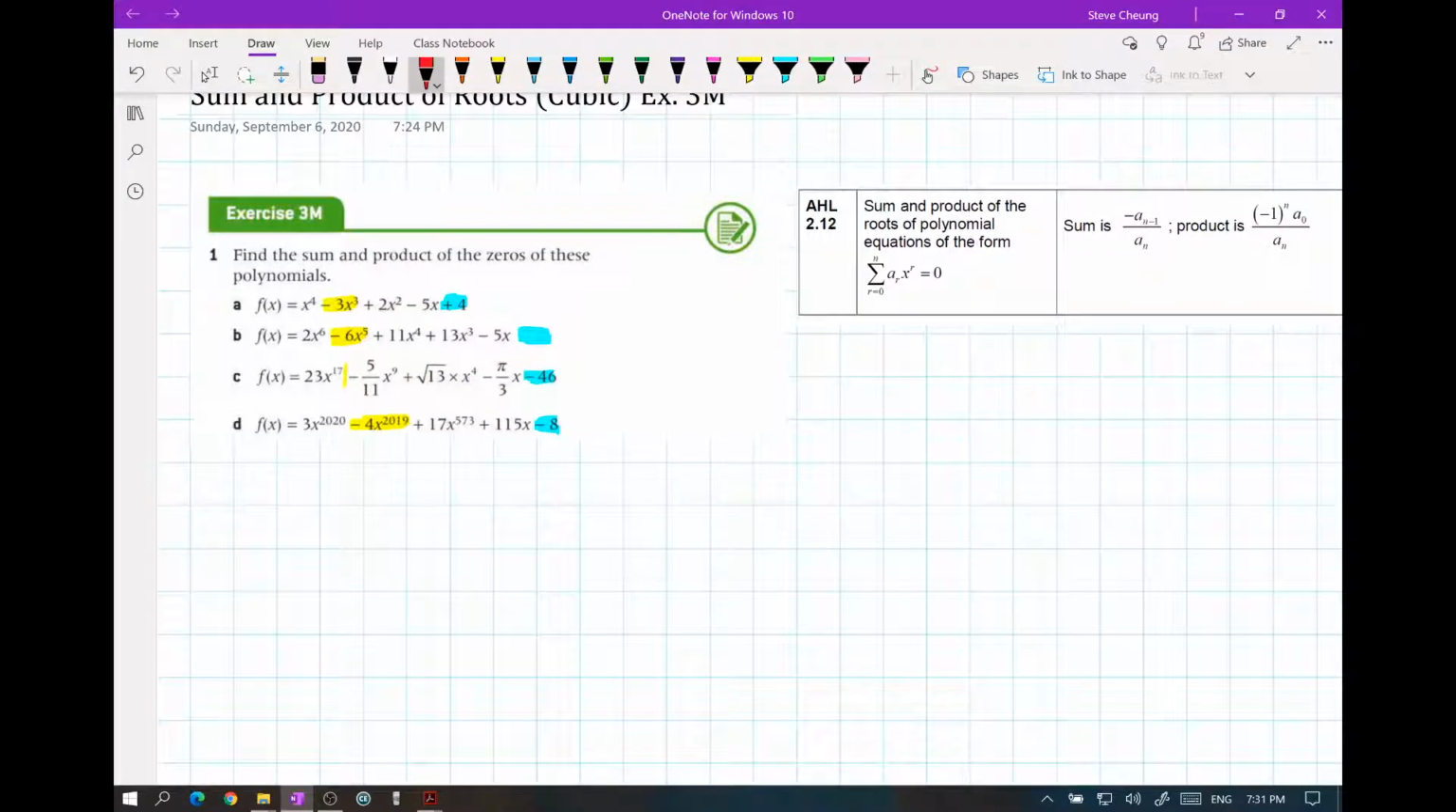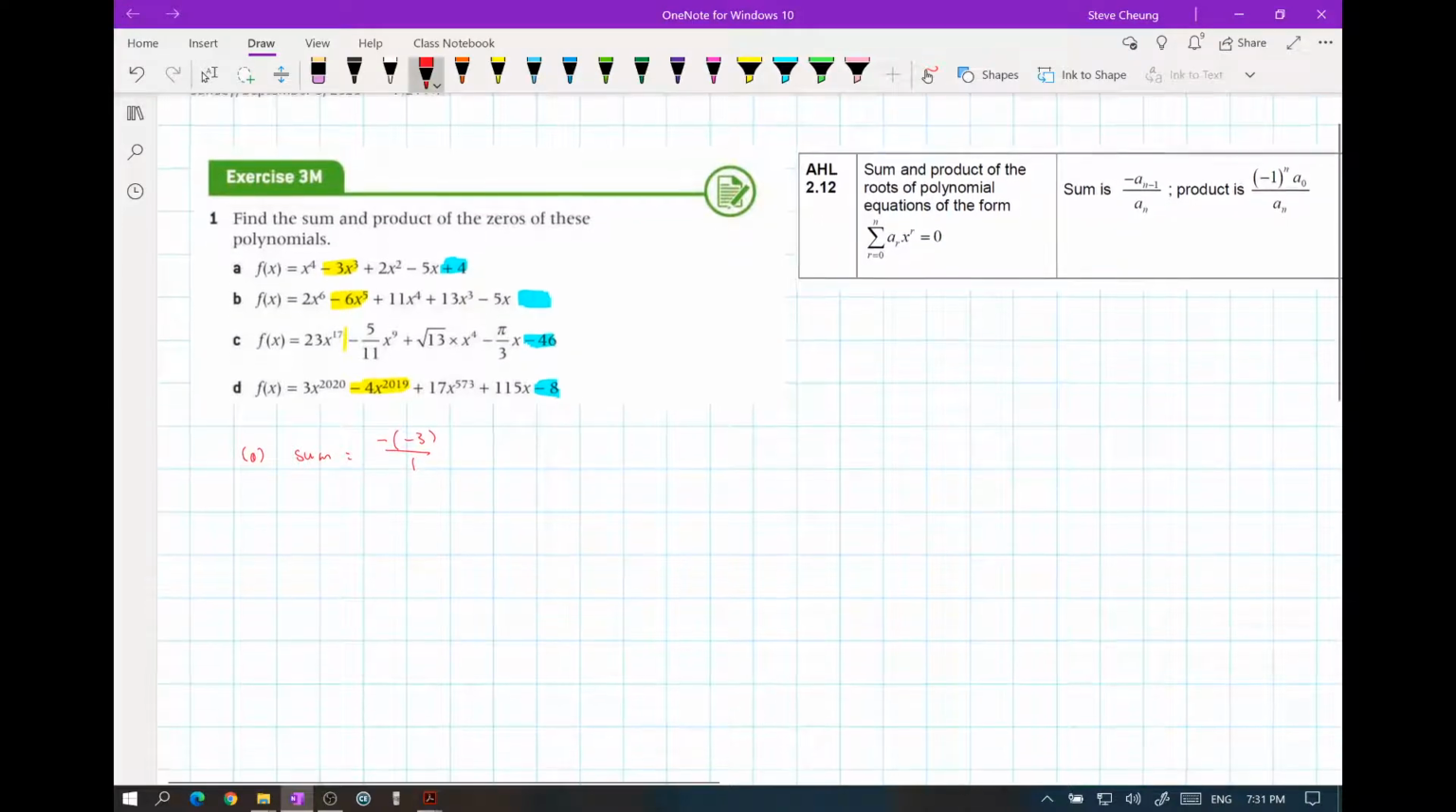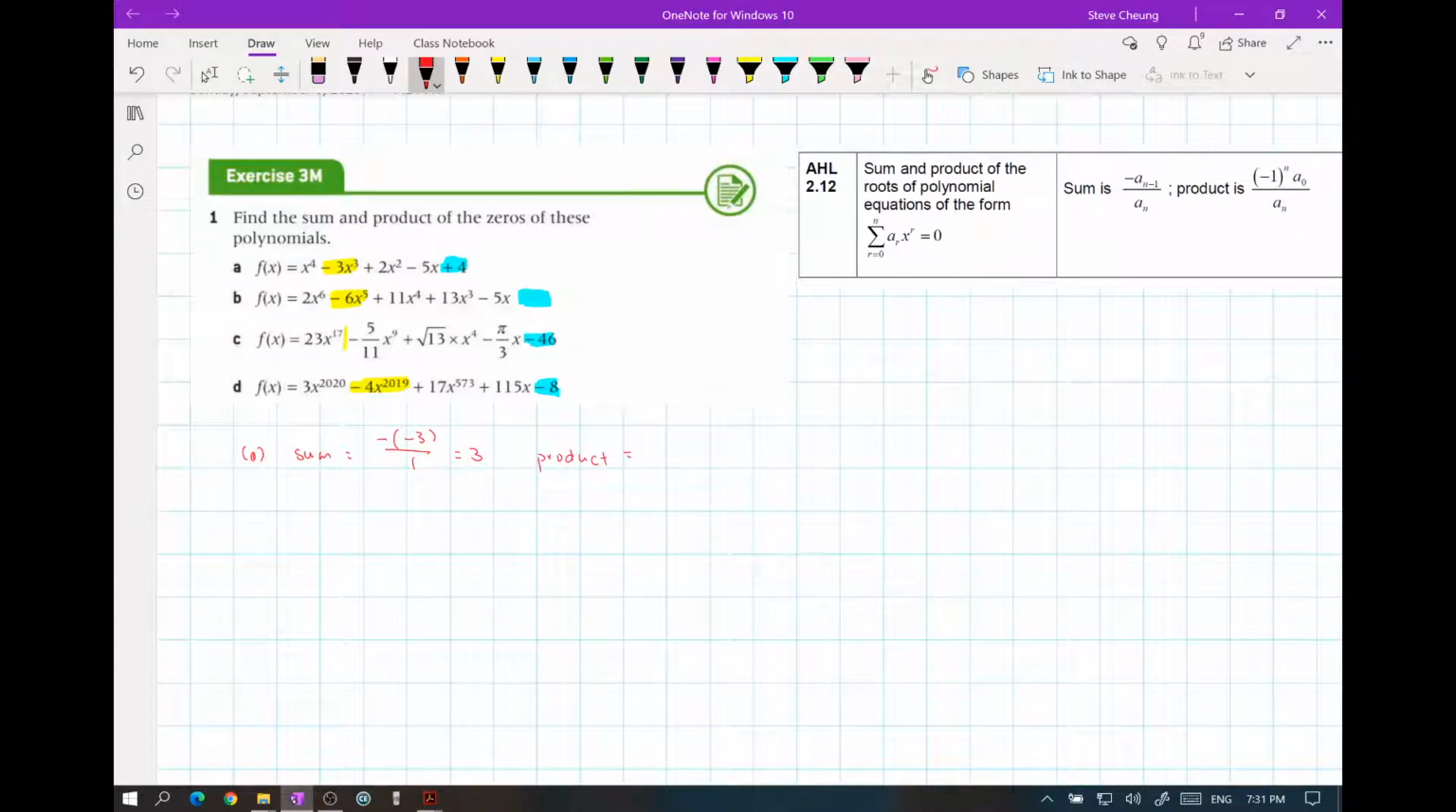So therefore, the sum is going to be, it's always negative, okay? So negative of -3 over 1, because x to the power 4 has a coefficient of 1. So then product will just be -1 raised to the power 4. But because I know it's even, this will be positive 1. And then times 4 over 1. That's just 4.